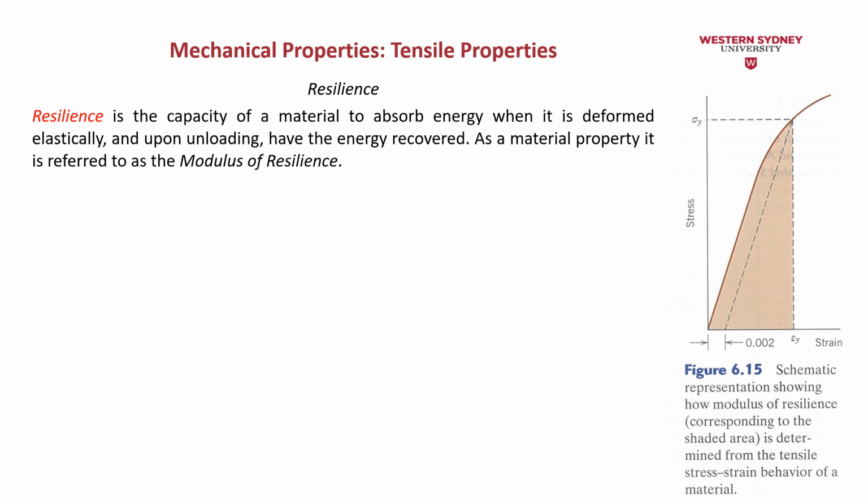Okay, so the other mechanical property associated with tensile properties is resilience. Resilience is the capacity of the material to absorb energy when it is deformed elastically, and upon unloading, have the energy recovered. As a material property it is referred to as the modulus of resilience. Let's have an example on that: springs. In a spring, you simply make an elastic deformation, and when you release it, it returns back to the original shape, either in compression or in tension.